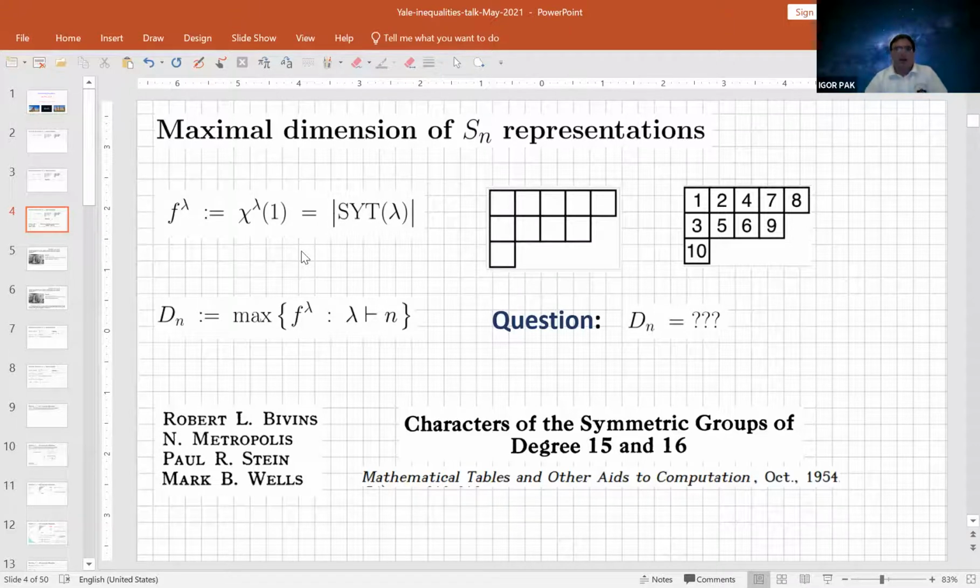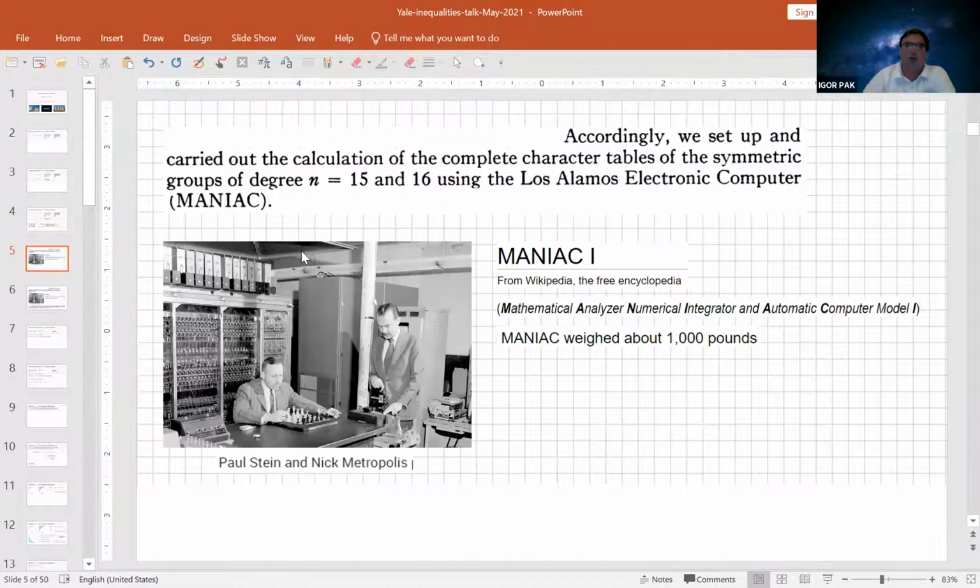So the whole story started in this paper by Bivins, Metropolis, Stein, and Wells, who decided in 1954 that they're going to compute characters of the symmetric groups of degree 15 and 16. Now, from a modern point of view, there is absolutely no reason to do that. And they had really no reason to do that either, except I think they were curious. So this is what really happens.